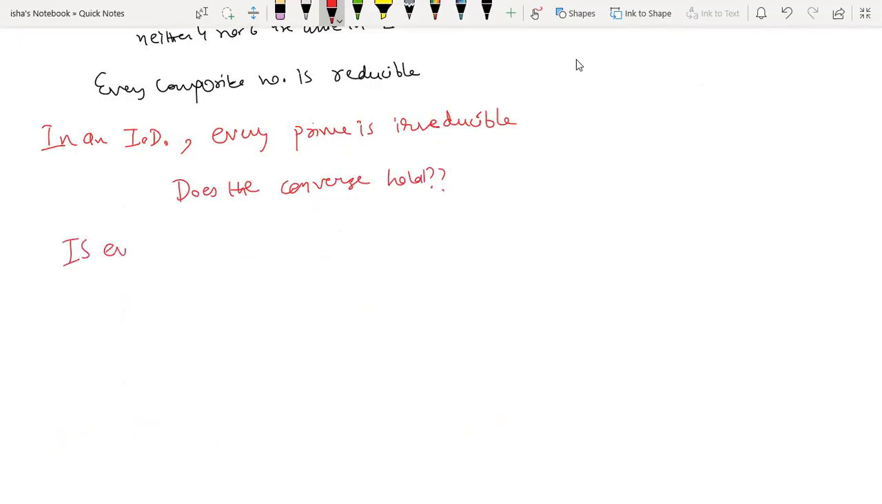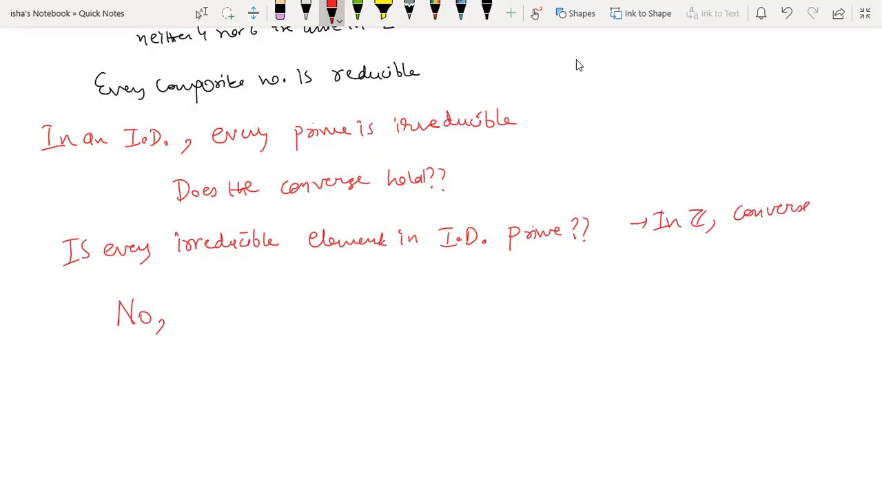That is, is every irreducible element in an integral domain prime also? Prime implies irreducible, but does irreducible imply prime? So the answer is no. In the ring of integers, the converse is true.